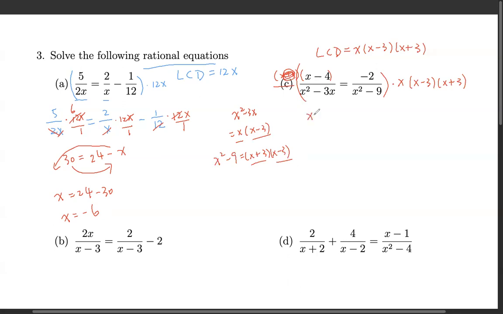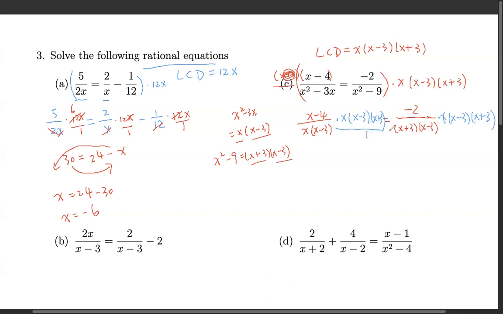So when I multiply x minus 4 over x squared minus 3x, we read that as x times x minus 3, equals negative 2 over x squared minus 9, which is x plus 3 times x minus 3. And what I'm going to do with this 2 is multiply by the least common denominator, x times x minus 3 times x plus 3. Of course, I do that on both sides simultaneously.